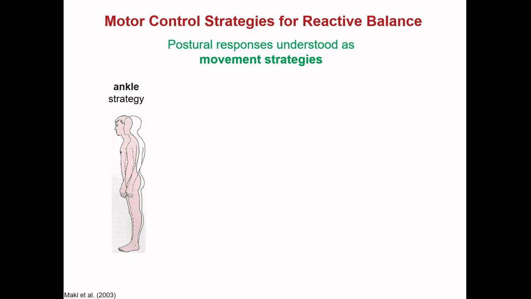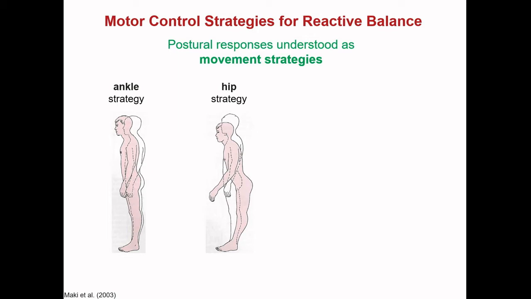The first strategy for us to consider is the ankle strategy. With an ankle strategy, an unexpected perturbation to the body is counteracted by modulating ankle torque. In this strategy, the head, arms, trunk, and legs move as a single unit, and the orientation of the body is controlled by changing the anterior-posterior position of the center of pressure under the feet.